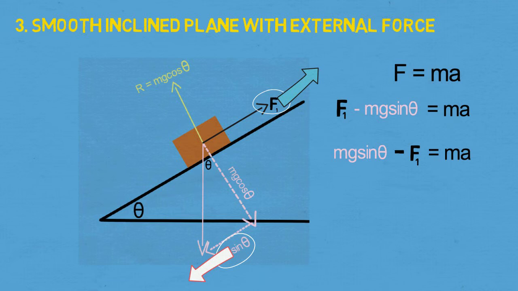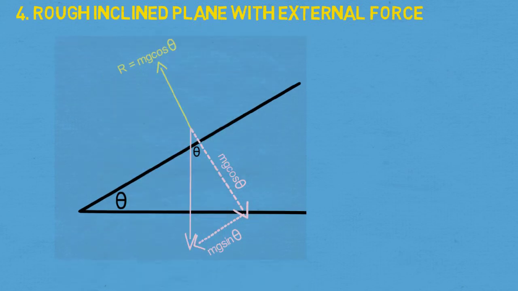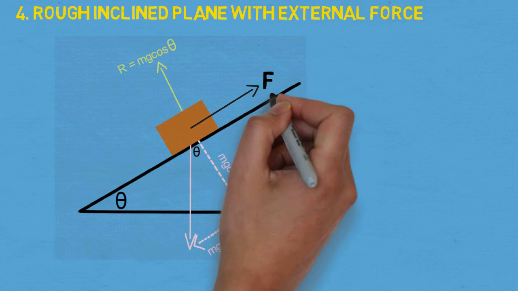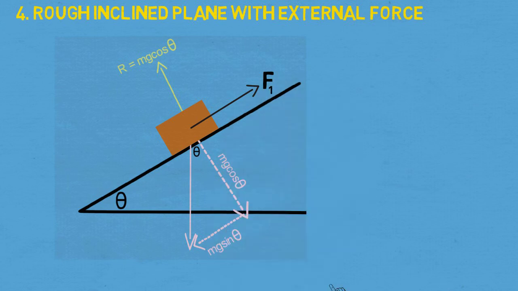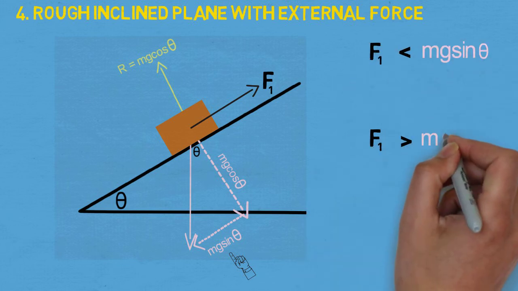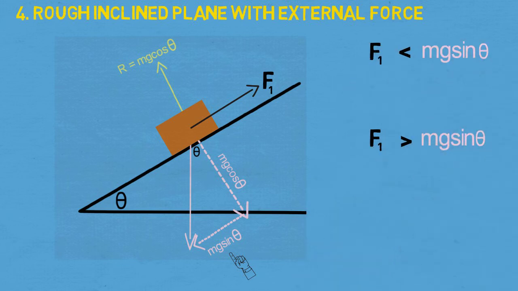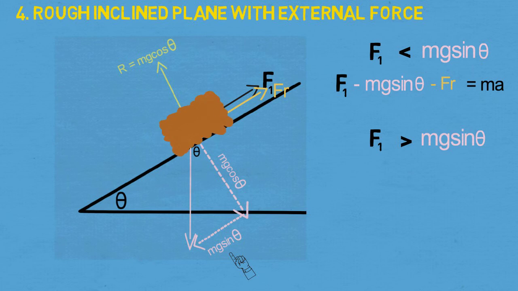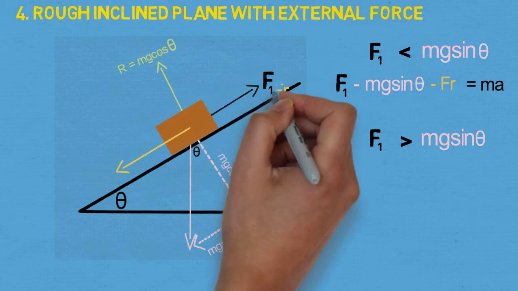And to the toughest of them all, scenario number 4, rough inclined plane with external force. Just like the previous scenario, the 2 main forces affecting the object's motion are the external force and the horizontal component of the weight force. As I've said before, the object will move towards the direction of the larger force. However, in this case, due to the rough inclined plane, we need to also take into account friction. If the object moves down, friction will go up, and we set up our equation accordingly. And if the object moves up, friction will go down instead.